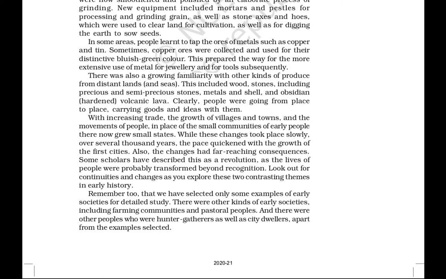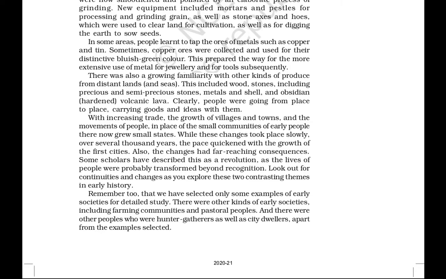With increasing trade, the growth of villages and towns, and the movements of people, in place of the small communities of early people, there now grew small states. While these changes took place slowly, over several thousand years, the pace quickened with the growth of the first cities. Also, the changes had far reaching consequences. Some scholars have described this as a revolution, as the lives of people were probably transformed beyond recognition.